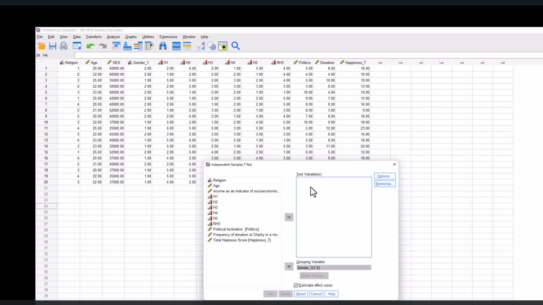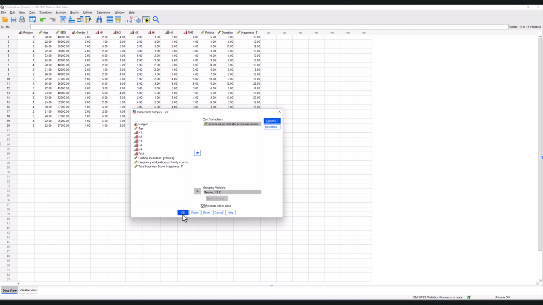Now we need to enter the test variable into the right pane. In our case, income as an indicator of socioeconomic status is the variable. I'll click the arrow and enter it to the right pane and click OK to proceed with the analysis.